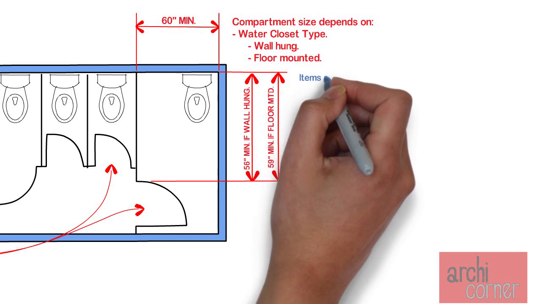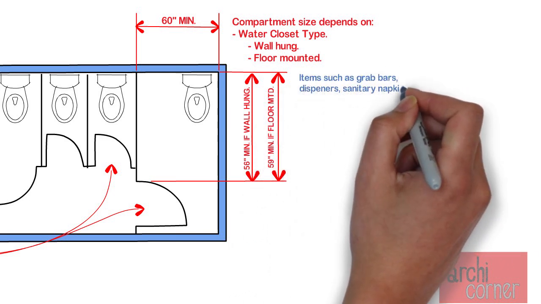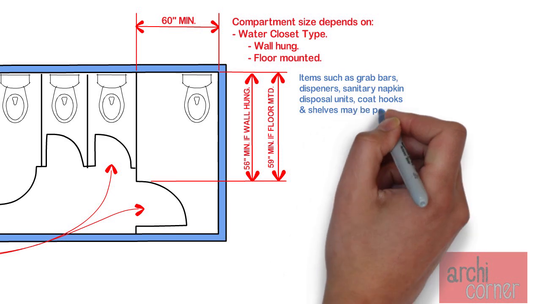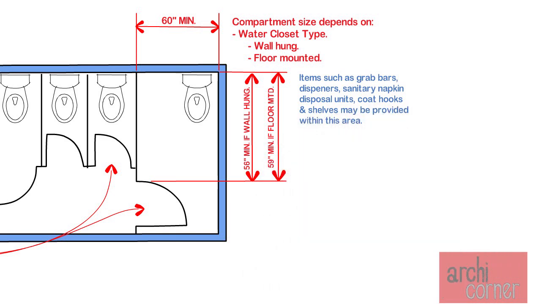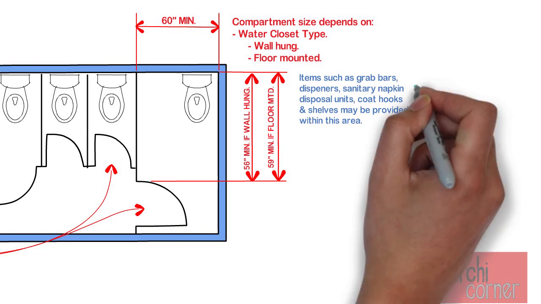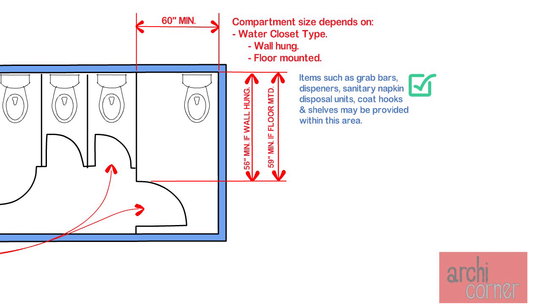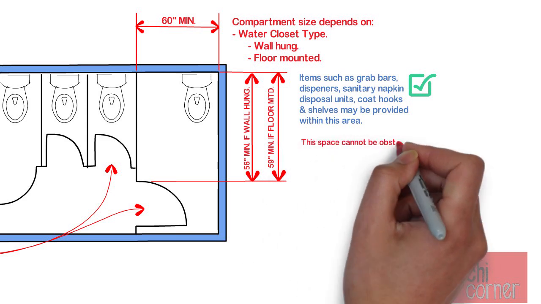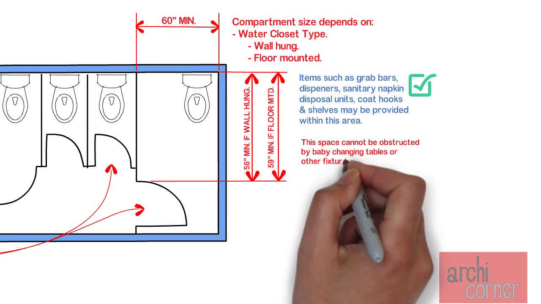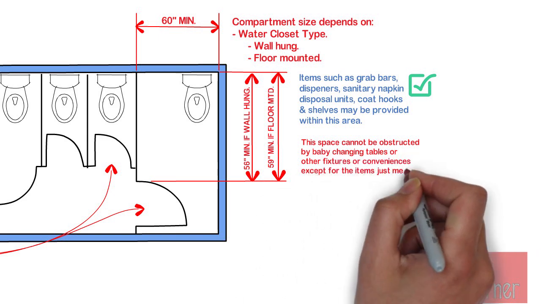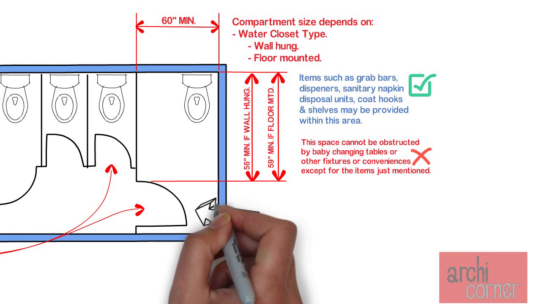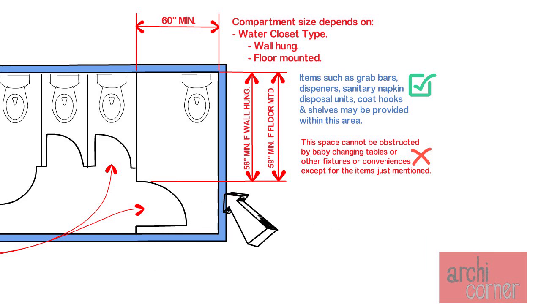Also, a side note here is that items such as grab bars, dispensers, sanitary napkin disposal units, coat hooks, shelves, accessible routes, clear floor space, and other clearances required at other fixtures and turning space may be provided within these clearances. However, the DOJ advisory tells us that this space cannot be obstructed by baby changing tables or other fixtures or conveniences that were not already discussed. For example, as shown here, the doors cannot impede into this required clearance.